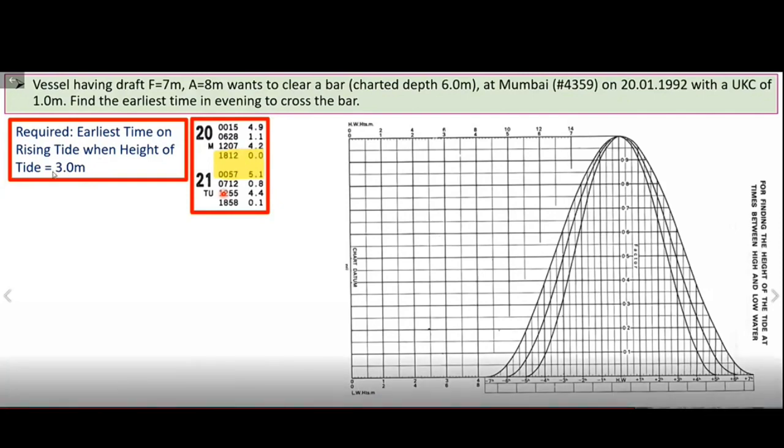Now, the height of tide will be 3 meters somewhere in between also. Let us say, for example, at 1400 hours, the height of tide is 3 meters. Now, they are not asking us this particular time. This is the last time when it can cross the shallow patch. After that time, it will not be able to cross. What they want is the earliest time to cross the bar. So earliest time will come in between 1812 and 0057. Because at 1812, the height of tide is 0. After that, the height of tide will start to increase. And at some point of time, it will become 3.0 meters.